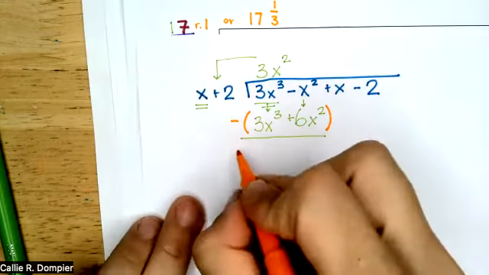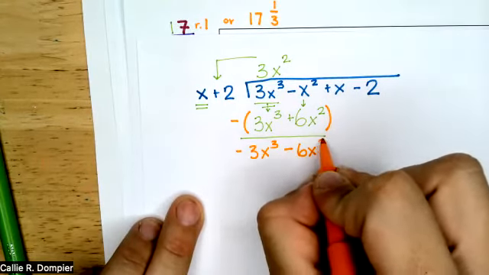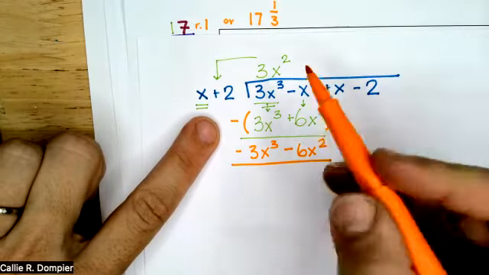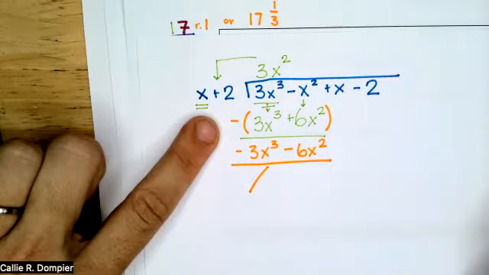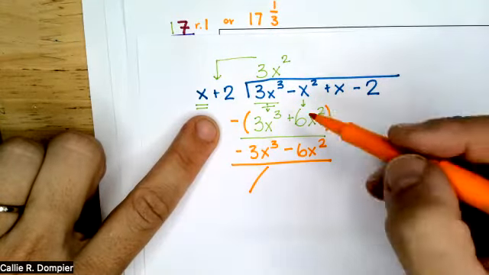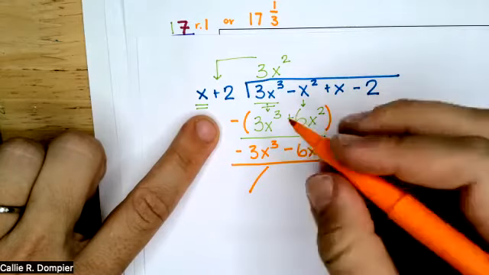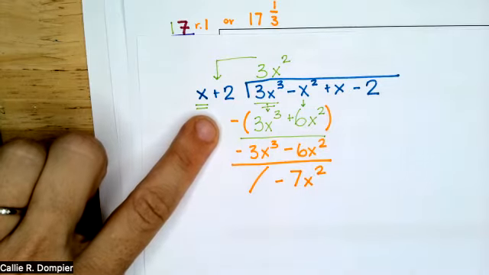You can rewrite it if you want. Minus 3x cubed minus 6x squared. Okay, to distribute that minus sign. 3x cubed minus 3x cubed is 0, right? Which is what we wanted. Negative x squared minus 6x squared is negative 7x squared.